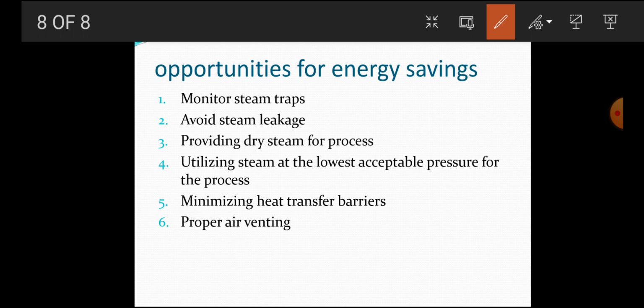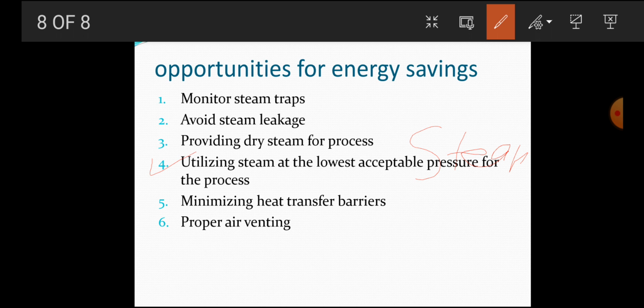So this can be achieved if we go for lower steam pressures. If steam pressures are low, we can achieve that. As a guide, the steam should always be generated and distributed at the highest possible pressure but utilized at as low a pressure as possible, since it has higher latent heat. So this is the requirement for how we can use the steam.